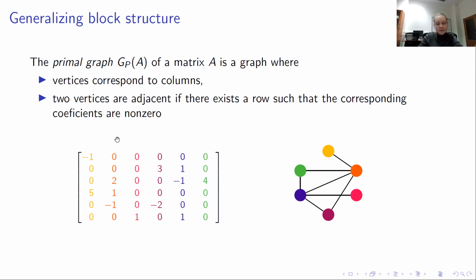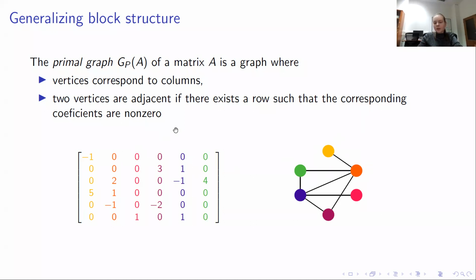So for example, for the first column, I have the yellow vertex in the graph. Second is the orange. And if I look at the matrix, I can see that there is the fourth row where the yellow and orange entries are non-zero. So this will mean that the yellow and orange vertex will be connected by an edge in my graph. On the other hand, I cannot see any row in which I would have a yellow and pink non-zero entry. So this will mean that these two vertices, the yellow and the pink corresponding to the first and third column, will not be adjacent in the graph.